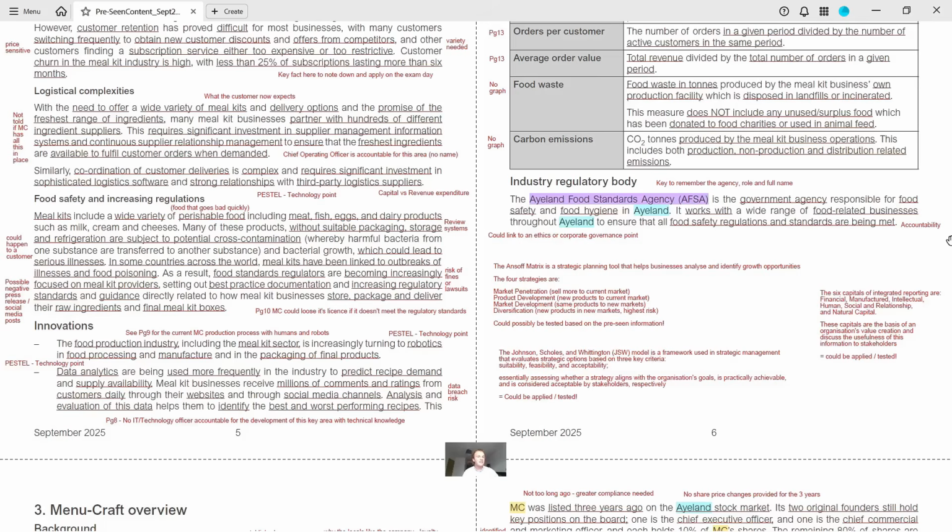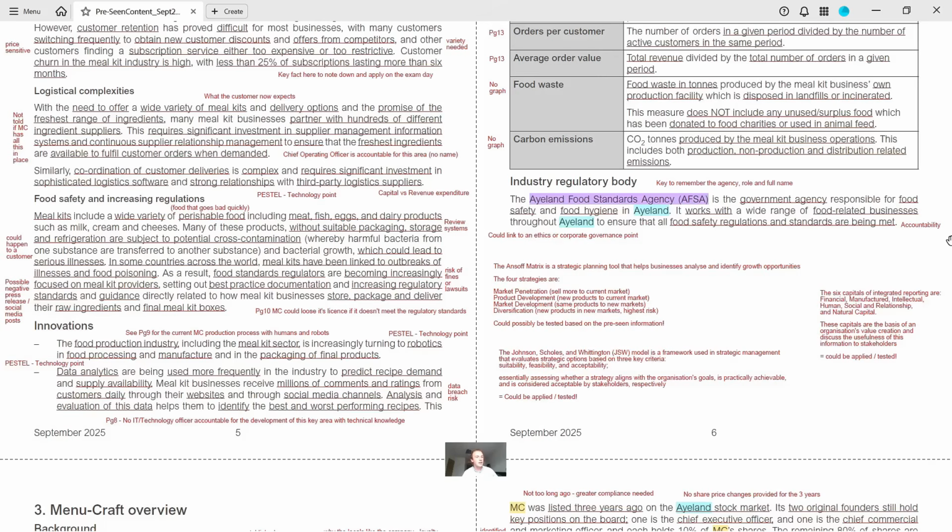Meal kit businesses receive millions of comments and ratings from customers daily through their websites and through social media channels. An analysis and evaluation of this data helps them to identify the best and worst performing recipes and therefore which ingredients they're going to sell most. For your notes, again, PESTLE analysis, lots of technology points here, but the flip side from a legal point of view, the data breach risk of using all this customer information and analytics. What if it got into the public domain? What could possibly go wrong?